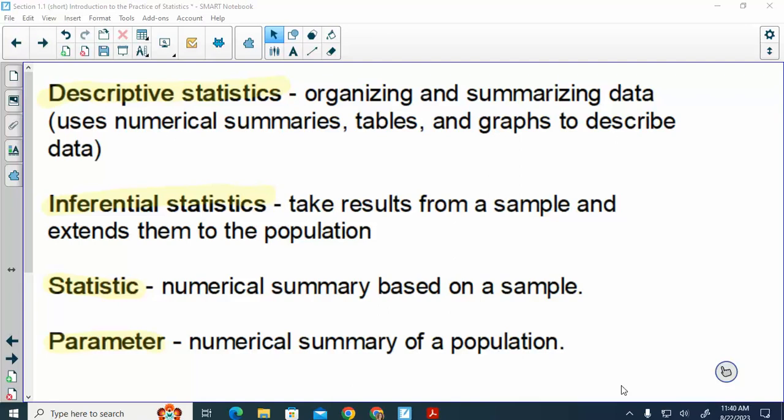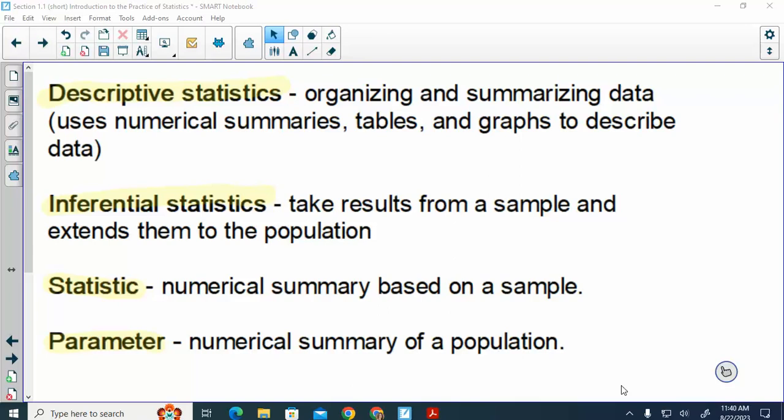If the number is describing your sample, it is called a statistic. So if I said 80% of students in this class, you are my sample, so then that 80% is a statistic. Right? So the P's go together, the S's go together.